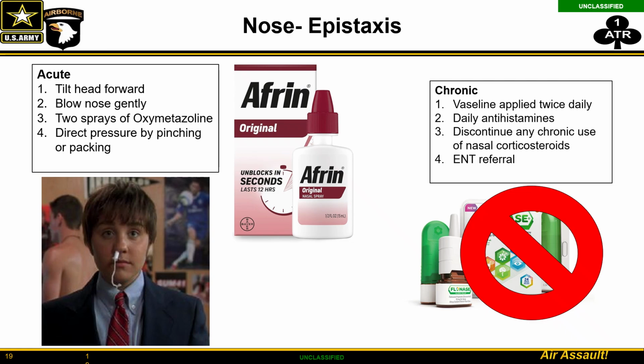Okay, so for chronic nosebleeds, we're going to have this person apply Vaseline using a Q-tip, just spreading it around in their nasal cavities twice a day. We're going to try daily antihistamines. If you listen to the medication lectures, that's our Zyrtec or our Claritin, maybe Allegra. And we're going to stop using Flonase on a regular basis, because using Flonase all the time can actually increase your chance of having chronic nosebleeds. If we do all those things and they fail, that's when we look at sending them to an ENT specialist because they might need to have one of those vessels cauterized.